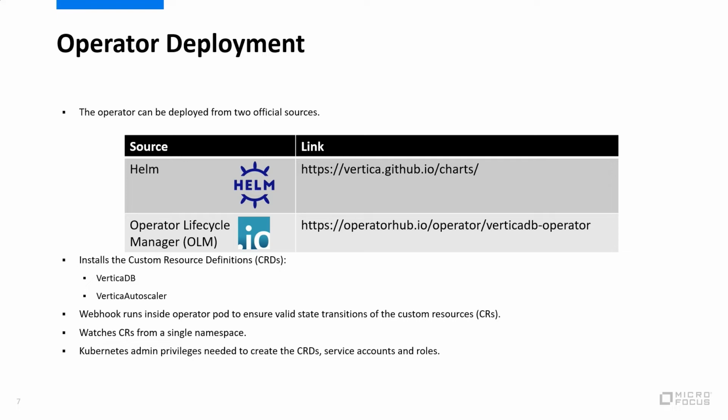When you deploy the operator, you also run and register a Kubernetes webhook. Kubernetes will call this webhook whenever the custom resource is created or modified. This ensures that the states in the custom resource change in a valid way.